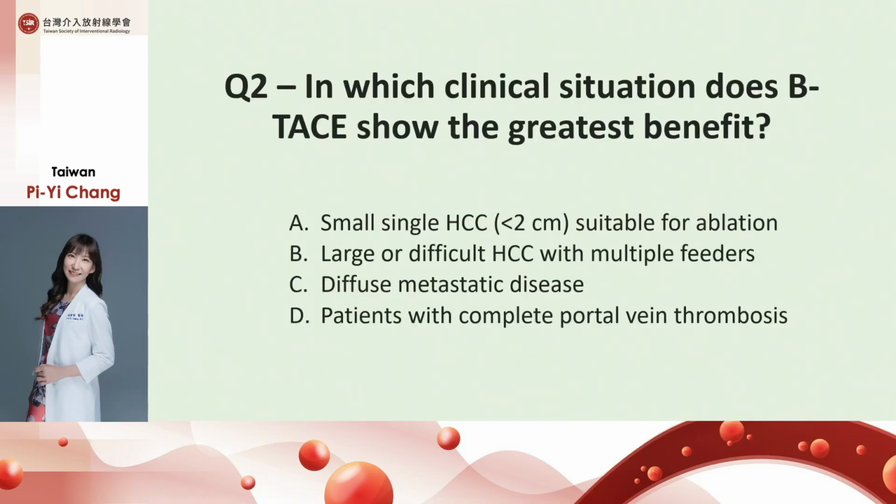Then move on to question 2. In which clinical situation does B-TASE show the greatest benefit? A, small HCC suitable for ablation. B, large or difficult HCC with multiple feeders. C, diffuse metastatic disease. And D, the patient with complete portal vein thrombosis. A, B, good. C, D. Okay, you get a lot from Dr. Wu.